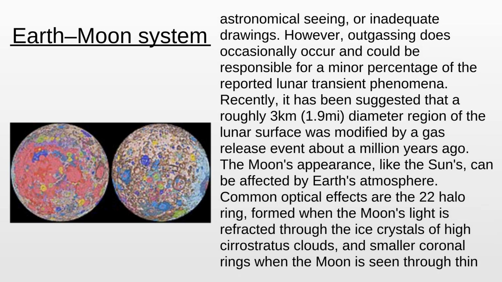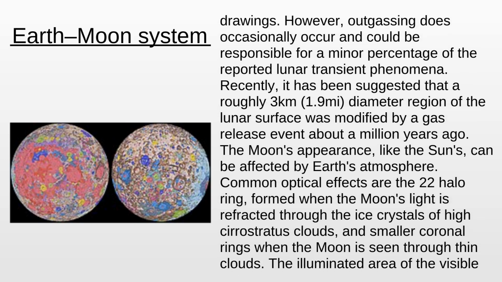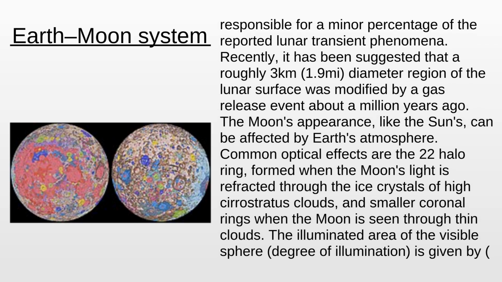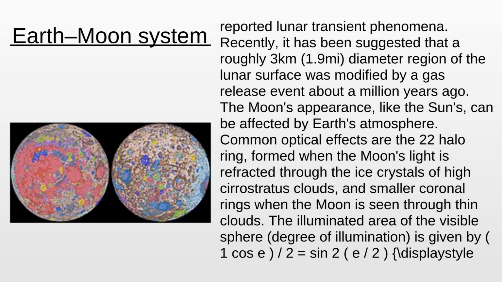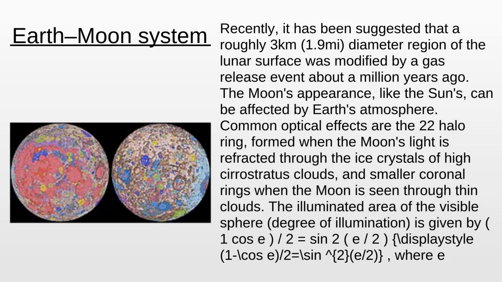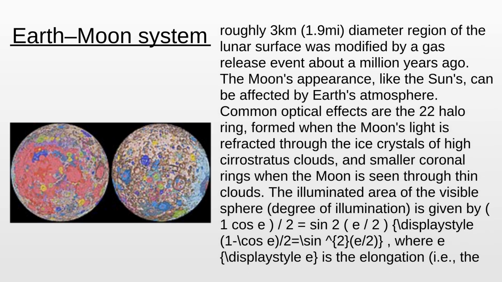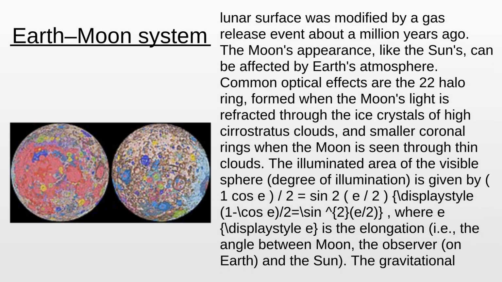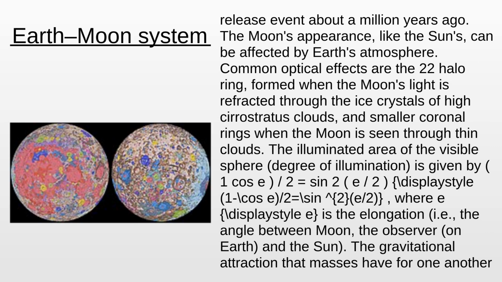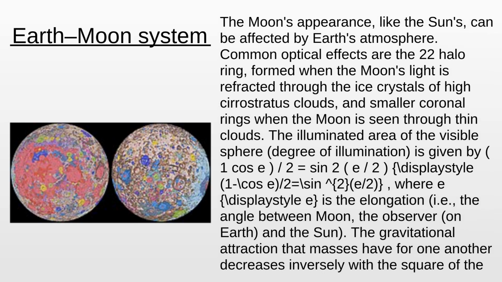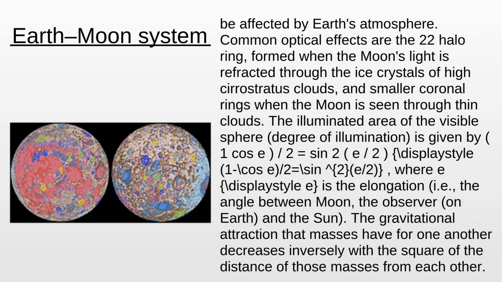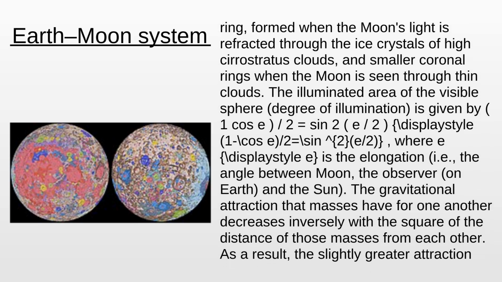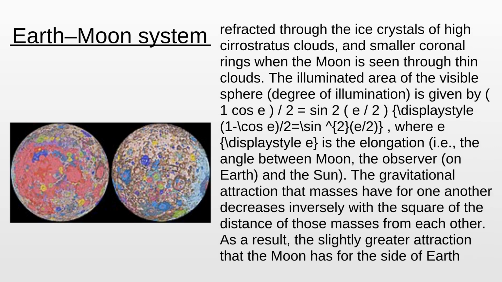There has been historical controversy over whether features on the Moon's surface change over time. Today, many of these claims are thought to be illusory, resulting from observation under different lighting conditions, poor astronomical seeing, or inadequate drawings. However, outgassing does occasionally occur and could be responsible for a minor percentage of the reported lunar transient phenomena. Recently, it has been suggested that a roughly 3 kilometers, 1.9 miles, diameter region of the lunar surface was modified by a gas release event about 1 million years ago.